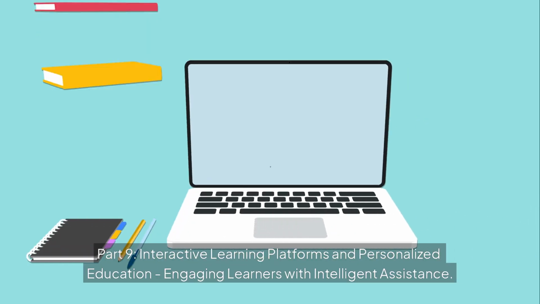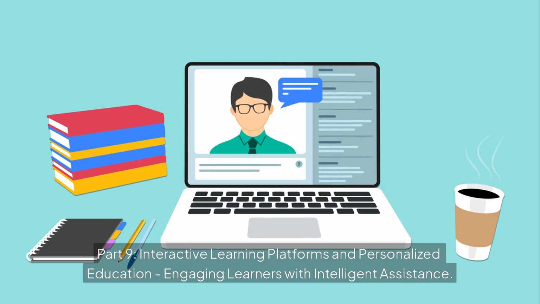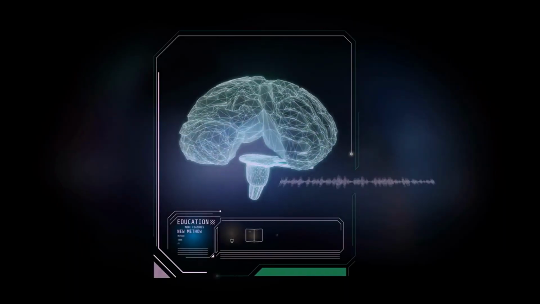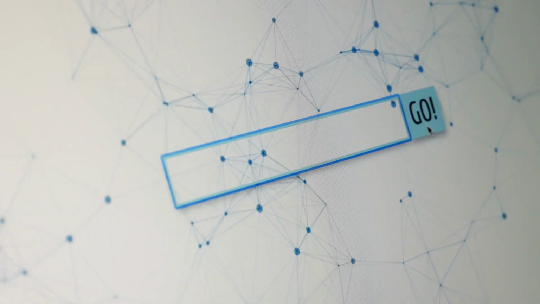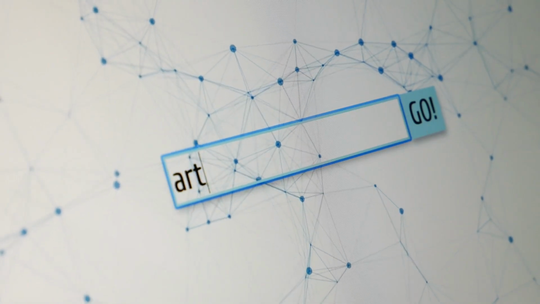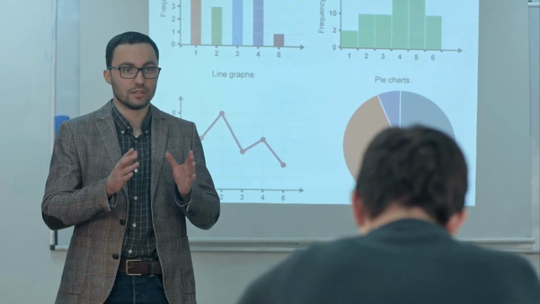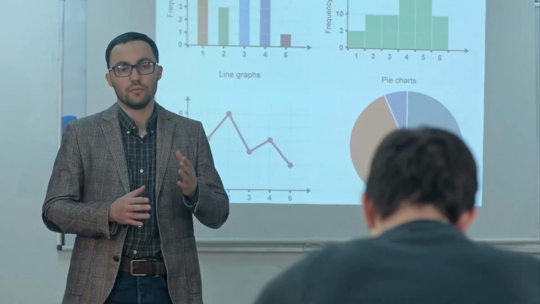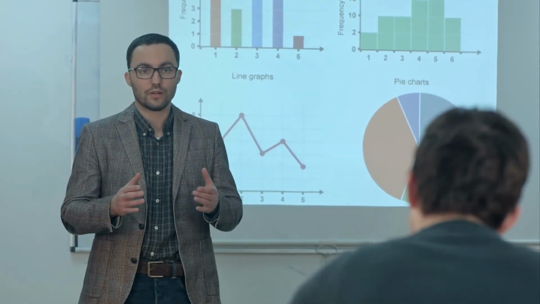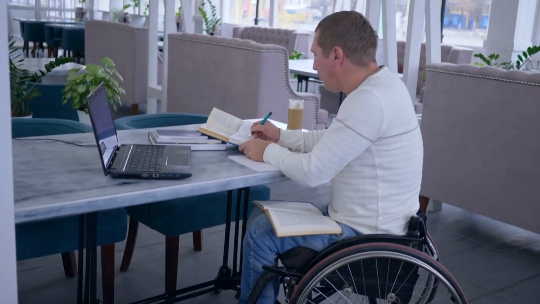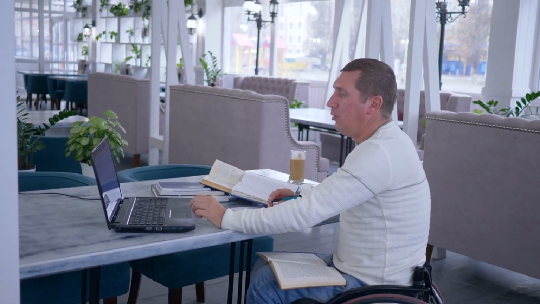Part 9. Interactive learning platforms and personalized education, engaging learners with intelligent assistance. Educational platforms are becoming increasingly intelligent and personalized. DeepSeek AI can provide a more dynamic and engaging way to learn and interact with educational content. Imagine intelligent tutoring systems that adapt to individual learning styles, or AI assistants that can answer complex questions in real time. This technology can enhance learner engagement, improve educational outcomes, and make learning more accessible.